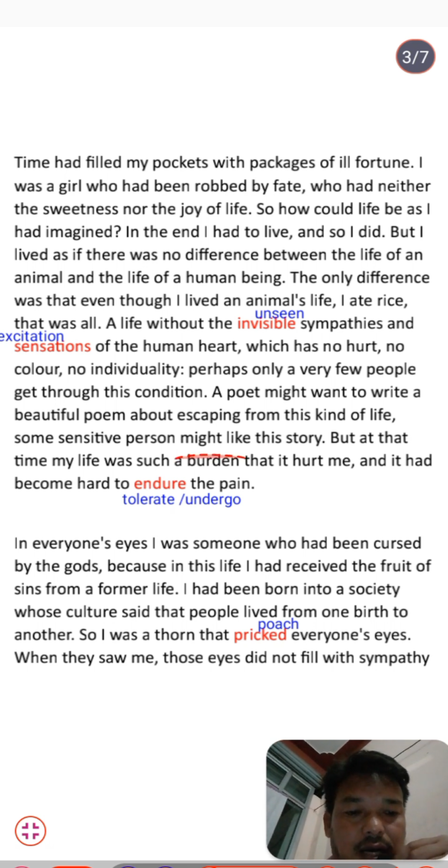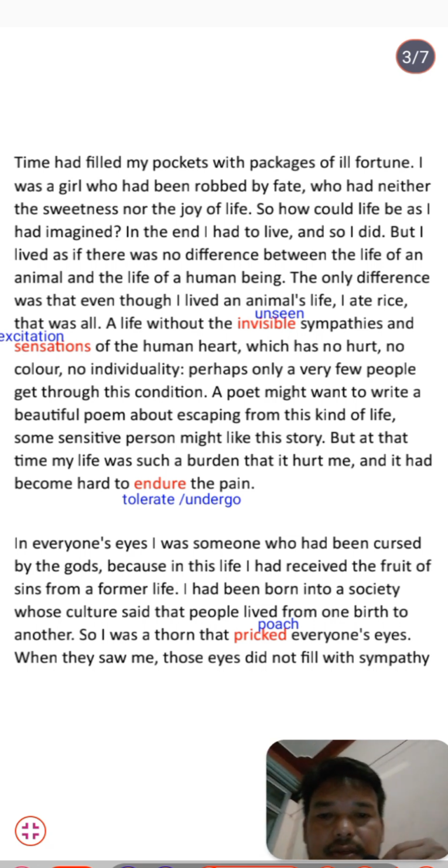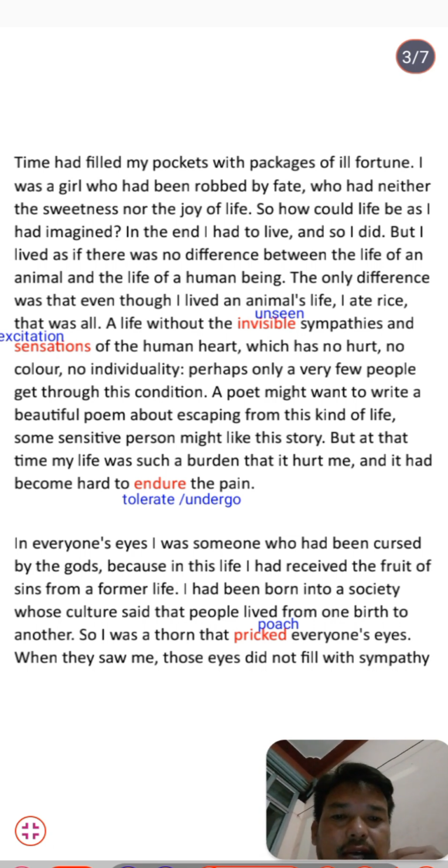Students, in the last line, around then my life was such a way that it hurt me, and it was really miserable. It's a very tough one, and it had become hard to get through the torment, and it was becoming hard for me to bear all this. Next paragraph here. In everyone's eyes, I was someone who had been cursed by God, because in this life I had received the fruit of sin from a former life.